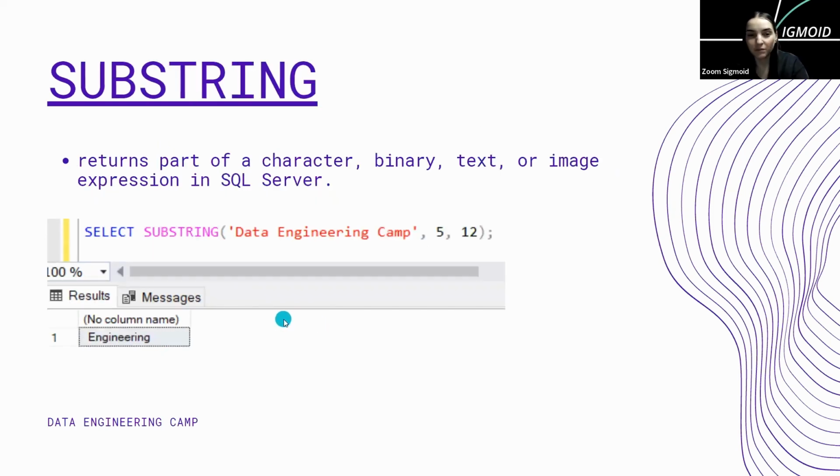SUBSTRING, pretty intuitive from the name, returns a part of the character, binary, text or image expression. So from the data engineering camp, we want to take from the position 5, 12 characters. And actually not from the fifth position, but the next. If we see here, we have 1, 2, 3, 4, 5, and we have from the 6 to 1, 2, 3, 4, 5, 6, 7, 8, 19. Oh, 19. Yes, I forgot to count. 1, 2, 3, 4, 5, 6, 7, 8, 9, 10, 11, 12. And actually we got some space here.